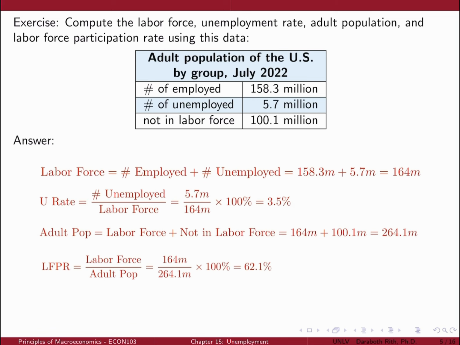Consider this as an exercise. Compute the labor force, unemployment rate, adult population, and labor force participation rate using this data. Adult population of the U.S. by group, July 2022. Number of employed, 158.3 million. Number of unemployed, 5.7 million. Number of not in the labor force, 100.1 million.